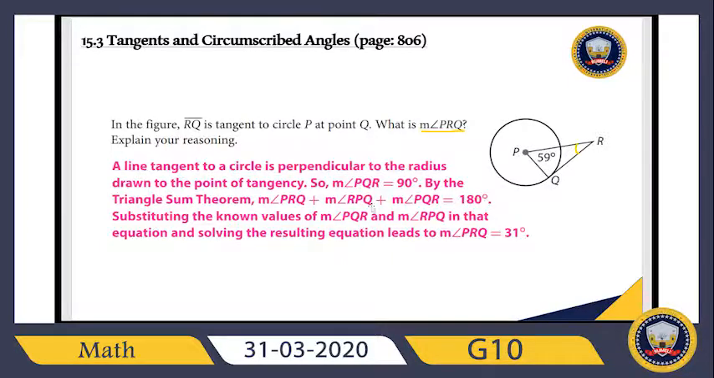Okay, I have two known angles. One is 59, which is P, and Q, which is 90 degrees, and I'm looking for R, or PRQ. Then, okay, substituting your values here, PRQ will be 31. So the angle PRQ is 31. Clear?